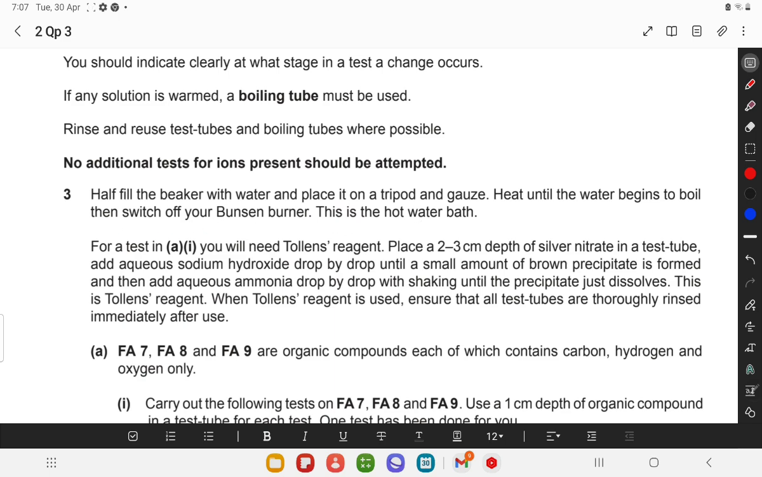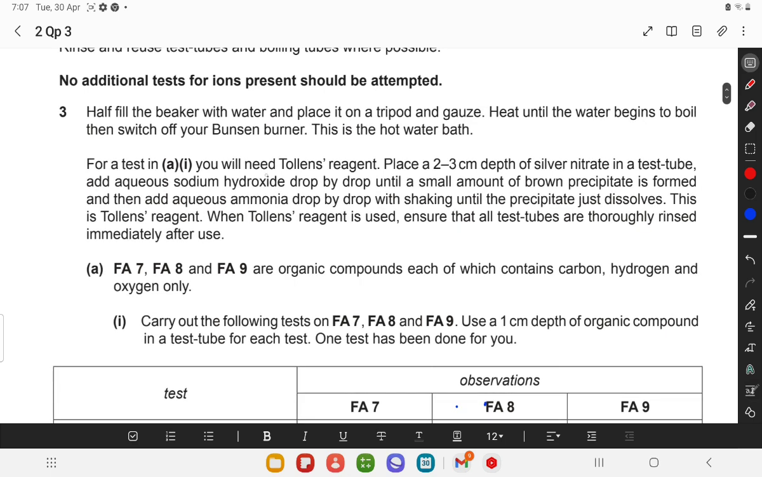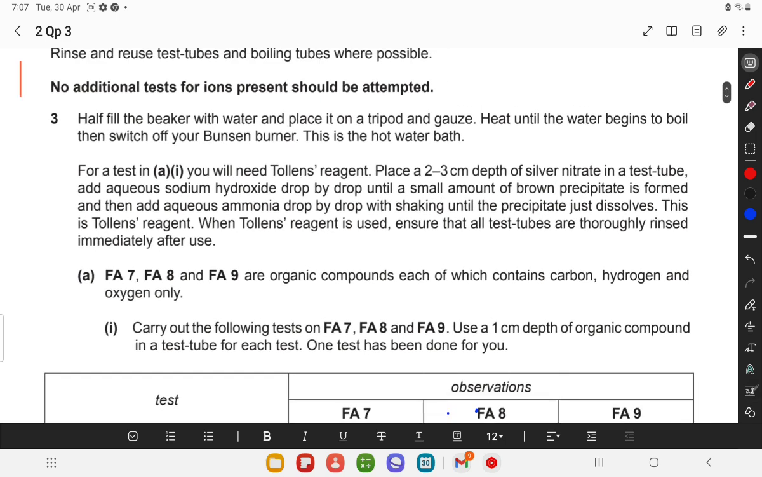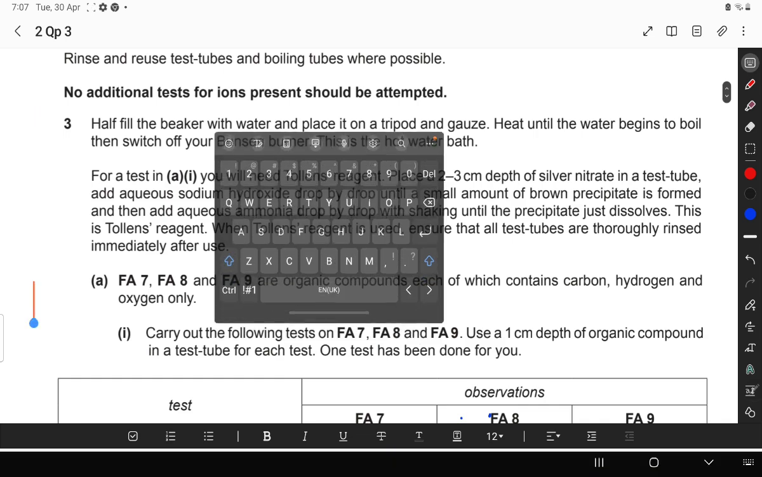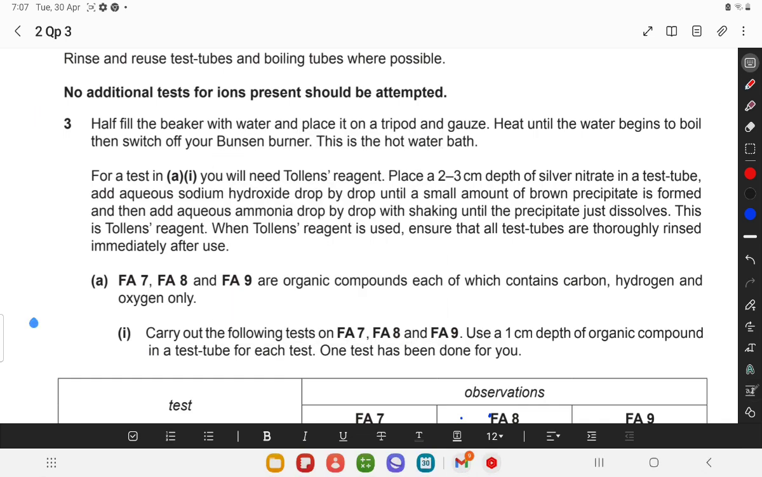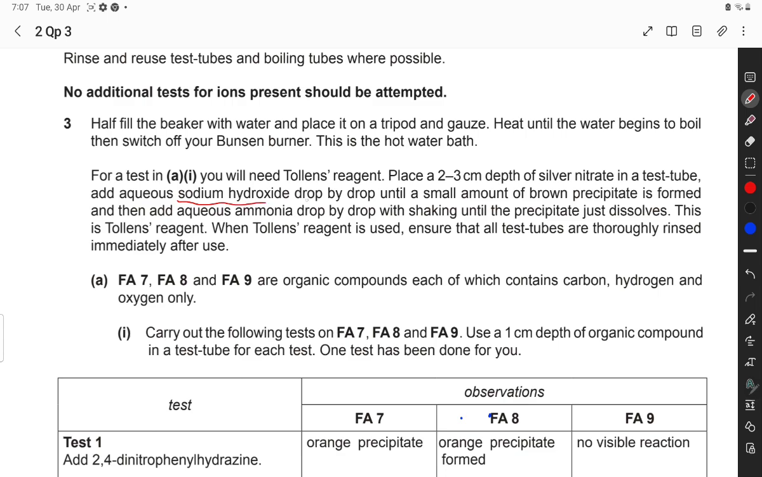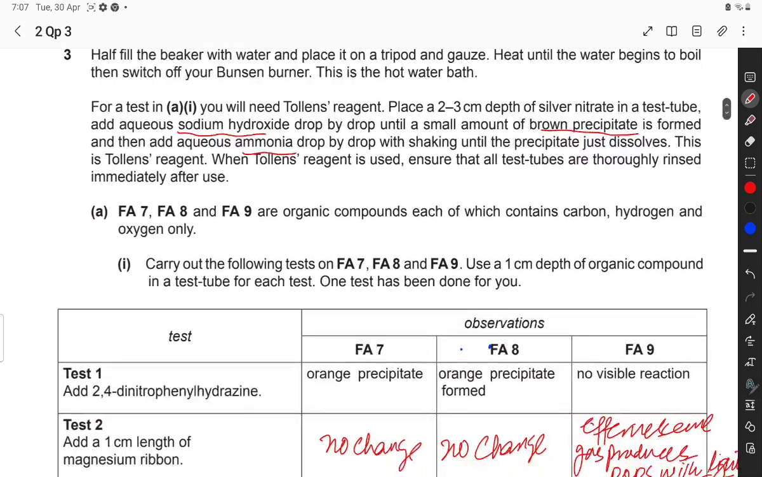This is the hot water bath. For test A1, you will need Tollens reagent. Place a 2-3 cm depth of silver nitrate in a test tube. Add aqueous sodium hydroxide. Please be careful while preparing this test. Add aqueous sodium hydroxide drop by drop until a small amount of brown precipitate is formed, and then add aqueous ammonia drop by drop with shaking until the precipitate just dissolves. This is the Tollens reagent. When Tollens reagent is used, ensure that all test tubes are thoroughly rinsed immediately after use.